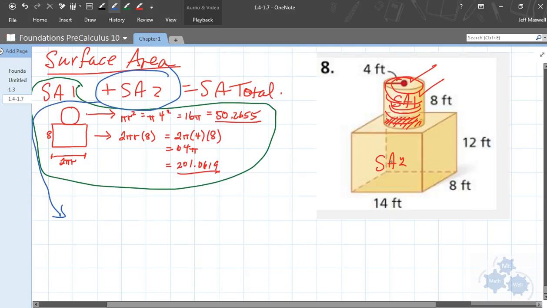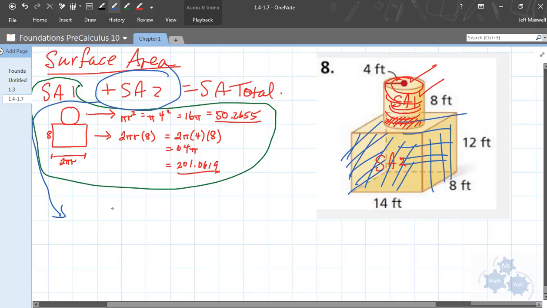So when calculating surface area 2, there are surfaces that are pretty easy. They're exposed. That's the backside one. This is the other side one. So we've got 14 times 12. That's the front side there. And we have actually 2 of those that we consider the backside, right? So 14 times 12 times 2. We also have 8 times 12 times 2. So I'm going to add to that 8 times 12 times 2, and those are the 2 sides.